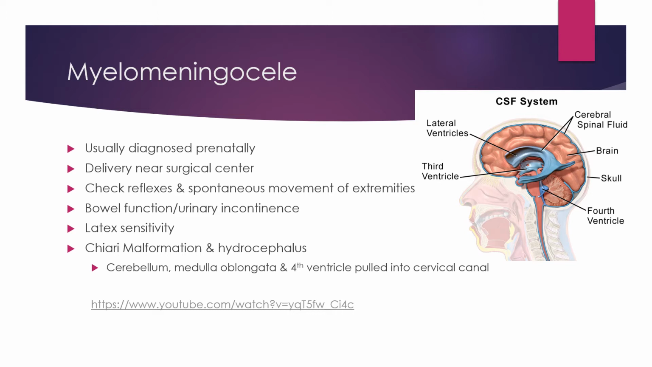As the patient is born, we want to check reflexes and spontaneous movement. Because you've got the spinal tract out and open, you can have decreased neuronal control of everything below that. So we're talking about bladder and bowel function. They can be incontinent, and they can have decreased movement of their lower extremities as well. So these patients go immediately off to surgery.